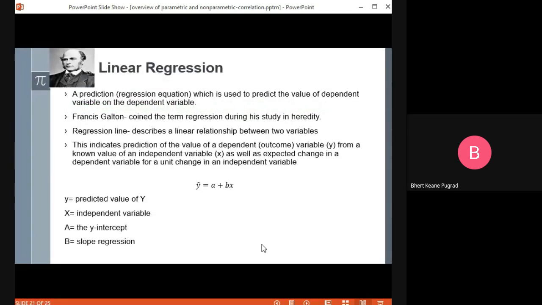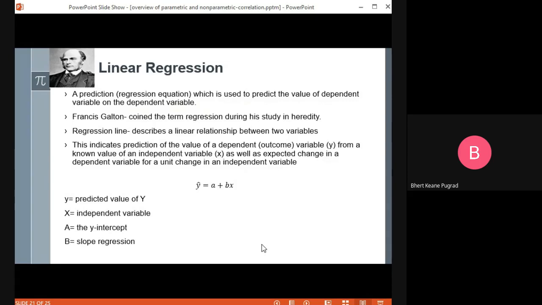Okay, so you also have your linear regression. Your linear regression is a prediction, okay? It's a regression equation or a prediction which is used to predict the value of the dependent variable from the independent variable. Francis Galton coined the term regression during his study in heredity. So he was able to identify the possible cause or possible effect of the values of x to the value of y, or to the heredity.